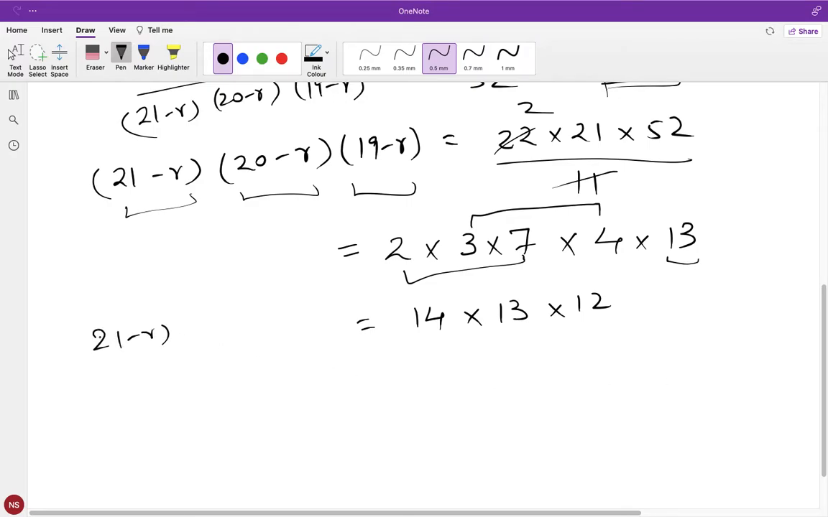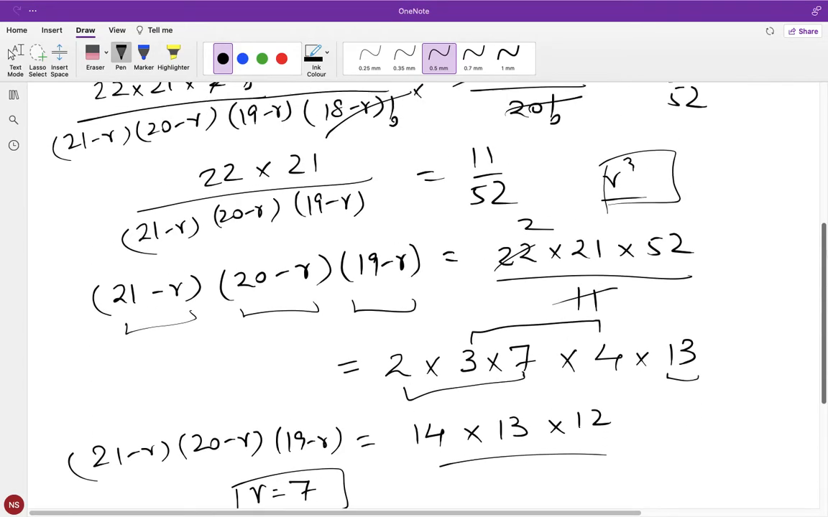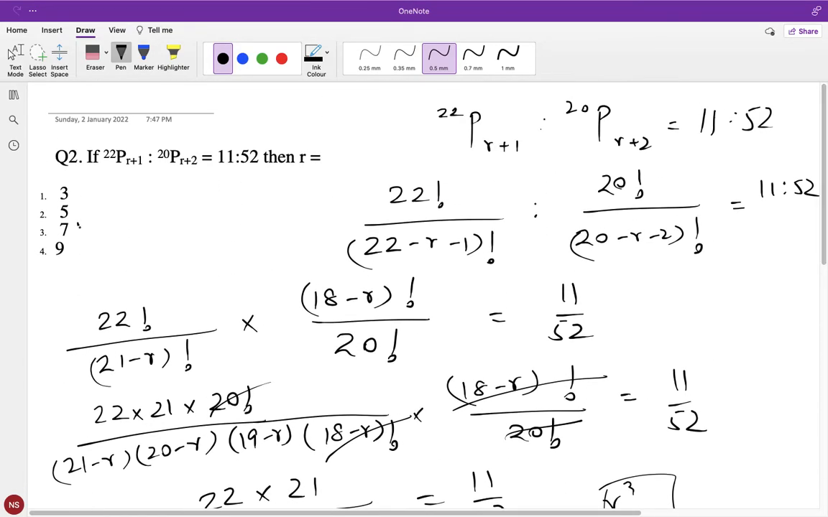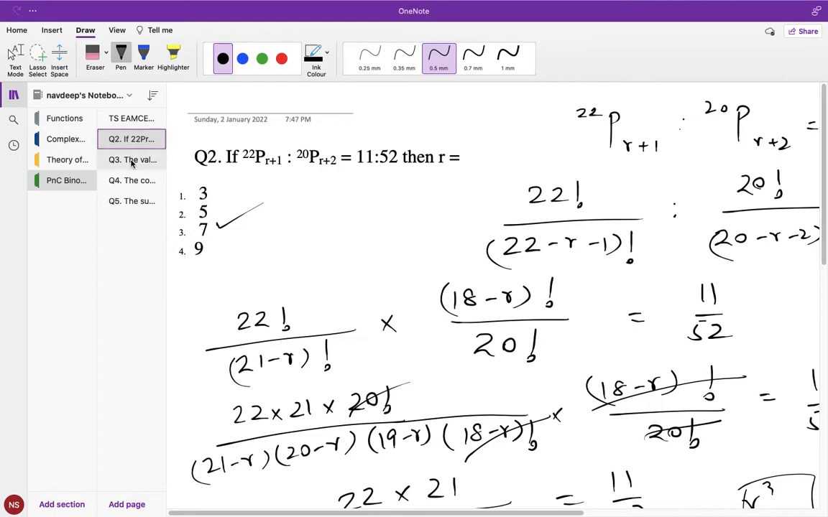which is 21 minus r, 20 minus r, 19 minus r. So by comparison, r is equal to 7, right? 19 minus 7 is 12, 20 minus 7 is 13, 21 minus 7 is 14. So we are done. r equals 7. Okay, let us look at the third problem.